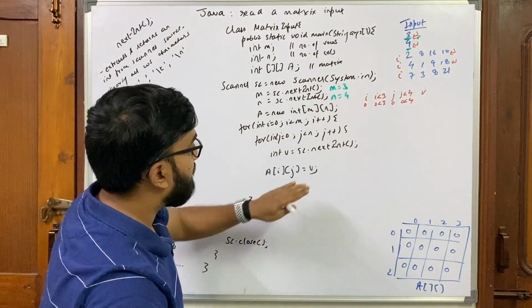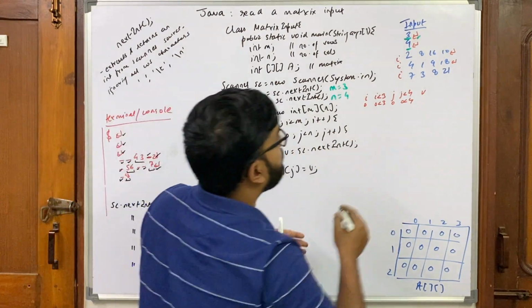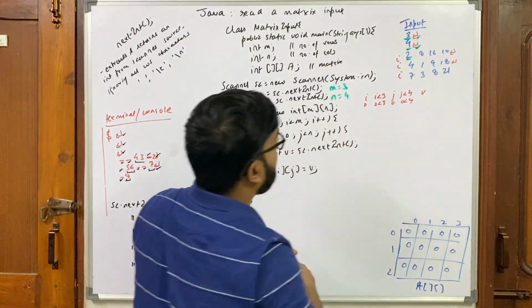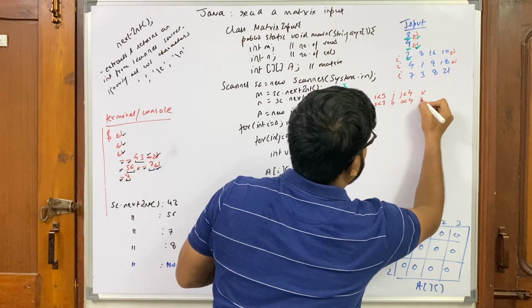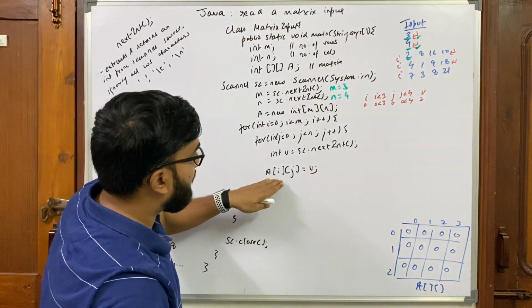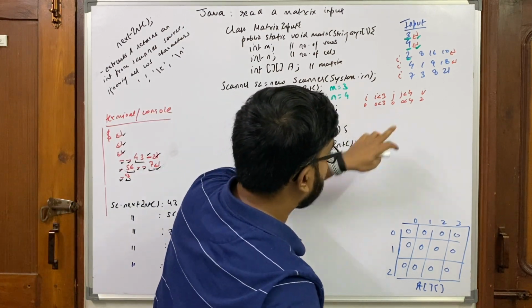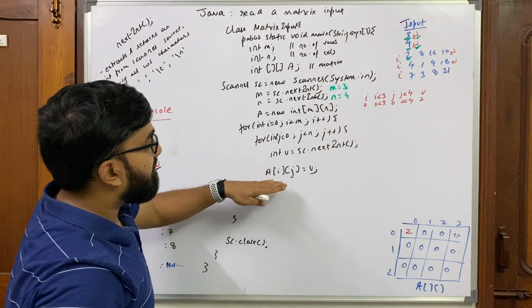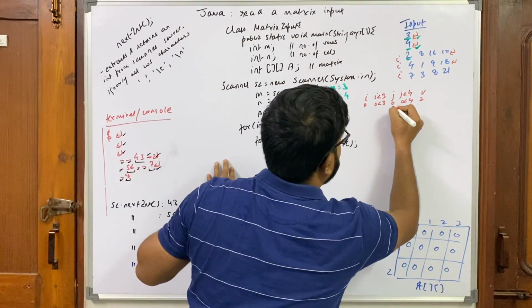We come here. This is the third call to nextInt. So we have to start reading from here. White space is ignored, this is returned. So the next value of v is 2. sc.nextInt returns the value stored into v, and then you do a[i][j] is v. a[0][0] is 2, so 2 comes here. We were here, we go back here, we do j plus plus, j becomes 1.